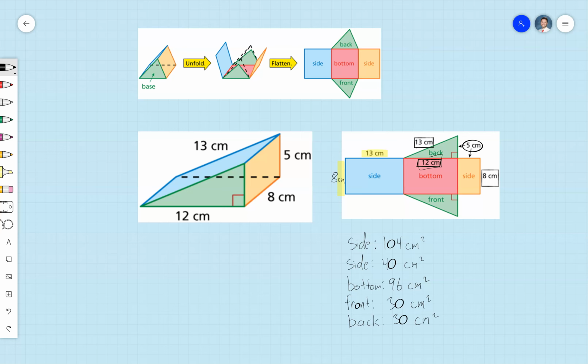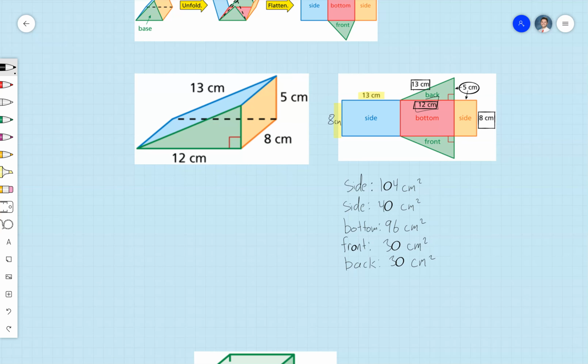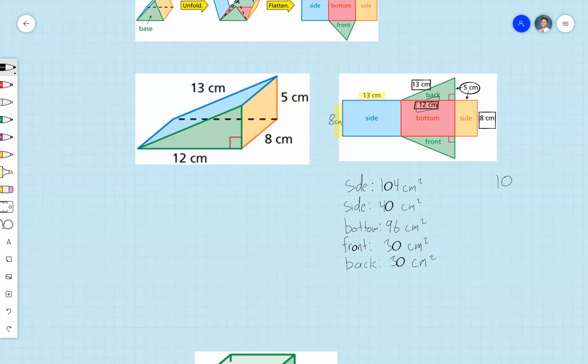Once again, we can add all of these together: 104, 40, 96, 30, and 30. And we would get surface area is 300 square centimeters.